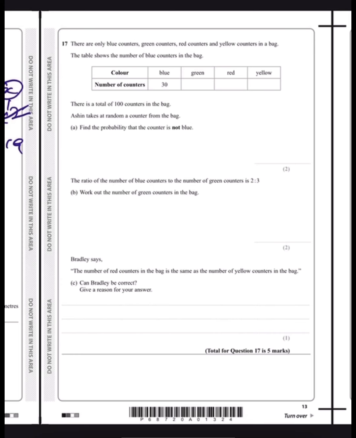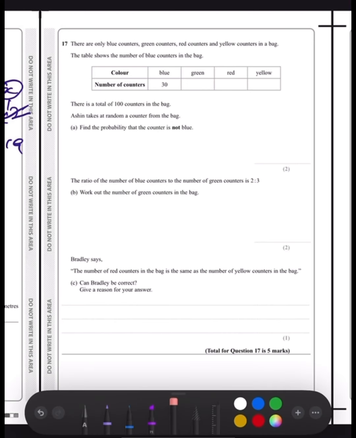Now we're given that there is a total of 100 counters in the bag. Ashin takes at random a counter from the bag. Find the probability that the counter is not blue. So when we know a total, always consider the total as 100. Whenever you're doing probability, always consider a total of 100 unless you've already been told the number of total counters.